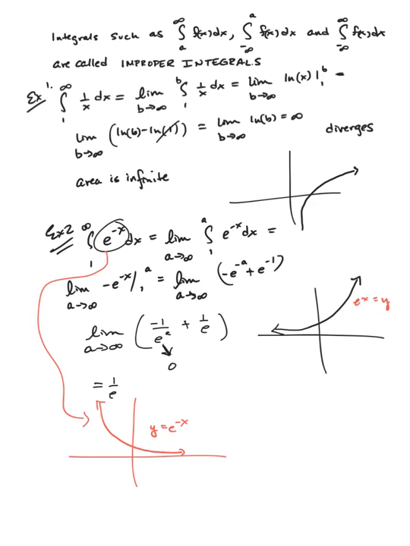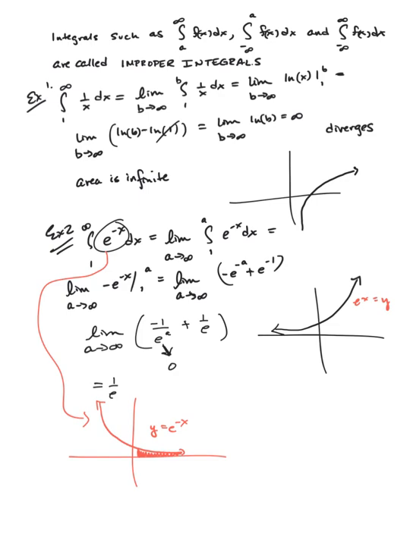So it makes sense that if you're starting at 1 and you're going to infinity, that eventually that area has a possibility of ending. So it does actually end. Okay, and that area is equal to 1 over e.